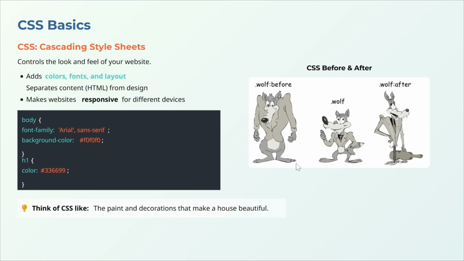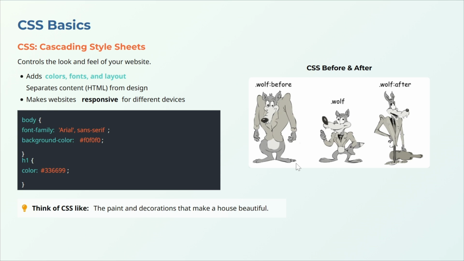First thing you need to know is our CSS controls the look and the feel of our website. It helps to add colors, fonts, and also the layout. It separates content, which is the HTML, from our design, and it makes our website responsive for different devices. That is, when you visit through phone, you can see it responsive, tailored to that phone. If you visit through a tab, it is also responsive, and if you visit through a laptop, it is also responsive. Now look at my short code here, which is a basic example of CSS.